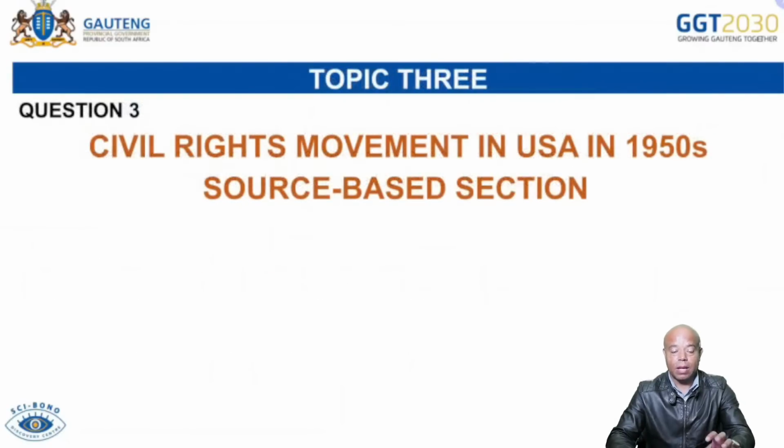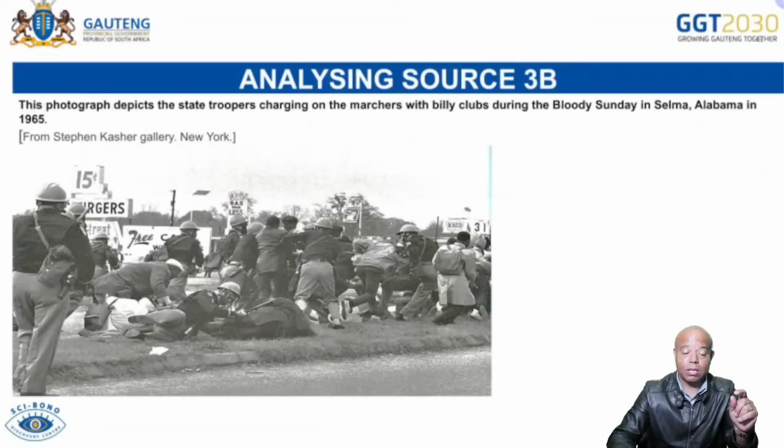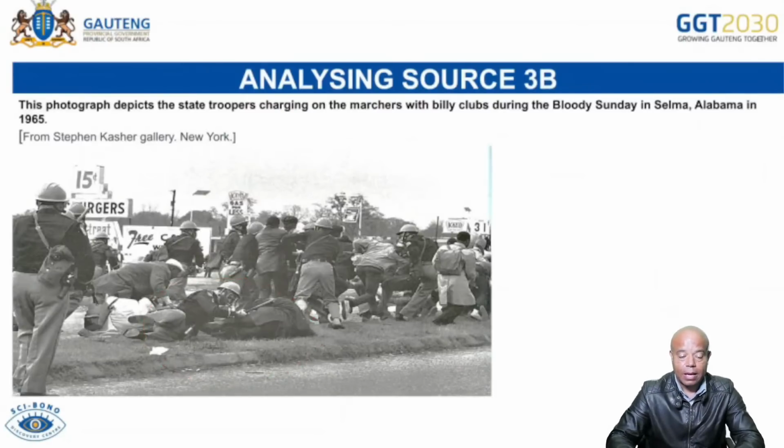Now let's quickly go to topic 3, which is question 3. And we are still continuing with the sources. So now let's analyze source 3B. I'm reading the caption: this photograph depicts the state troopers charging on the marchers with billy clubs during the Bloody Sunday. Remember the Bloody Sunday, 7th March in Selma, Alabama in 1965. We can see the troopers being aggressive and violent, and how they are aggressive basically.